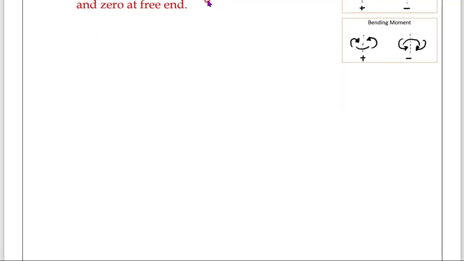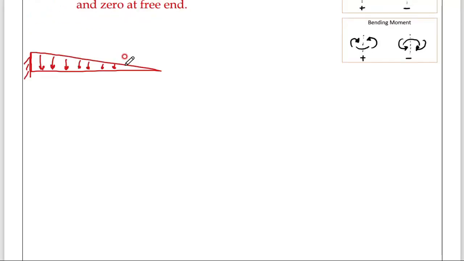Okay, we'll draw the diagram first. The diagram looks like this. First, at the fixed end you have the maximum intensity. This is your UVL, and this one is w, a small w.